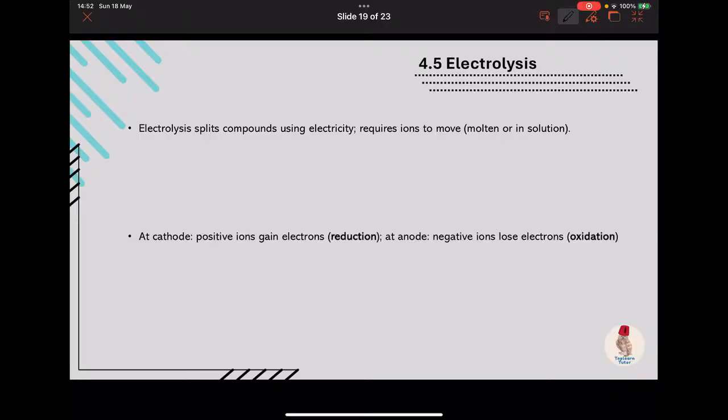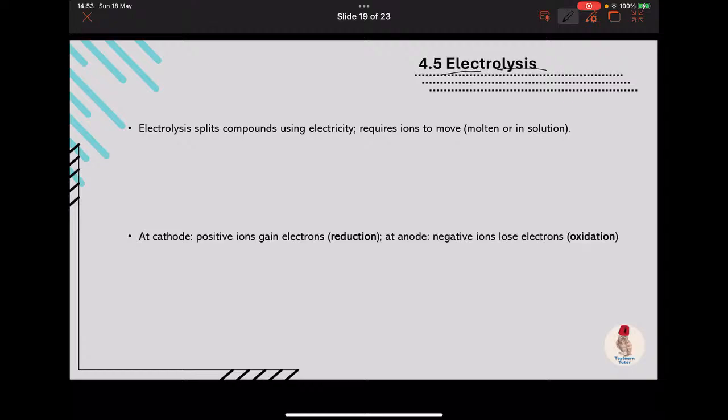Next we have electrolysis. Now, electrolysis means splitting lysis by electricity. So electrolysis splits compounds using electricity, and it requires ions to move either molten or in solution. Now, to answer your question, it would be an ionic bond if it is between a non-metal and a metal. So as you know, oxygen from the oxide is a non-metal. So if any compound, it doesn't matter which one, if it's a metal, then it would be ionic. However, if they are both non-metal, it would be covalent. I hope that answers your question.